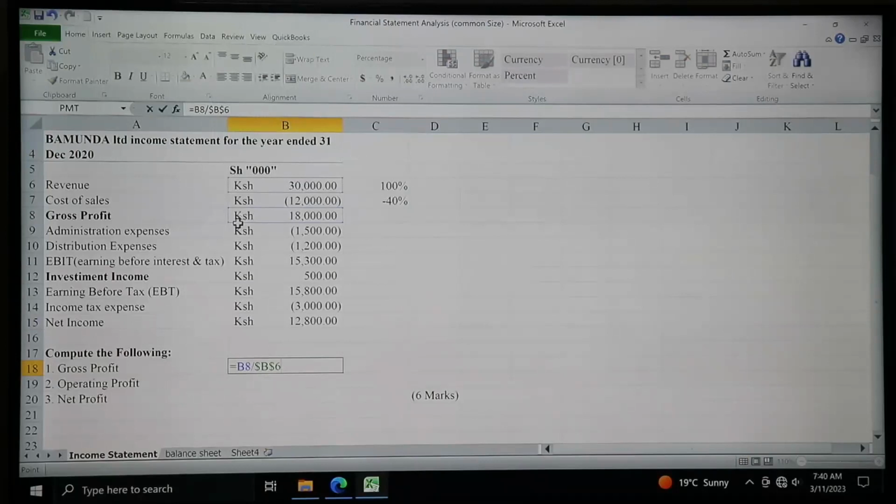Then we have to multiply by 100. But instead, you're supposed to compute that term. So whatever you get there, if it was not a percentage, then you have to convert it to percent by clicking on that percentage symbol, and you get the percentage from there. So that is the first computation. If you are told to give the operating profit, then again, you follow the same suit.